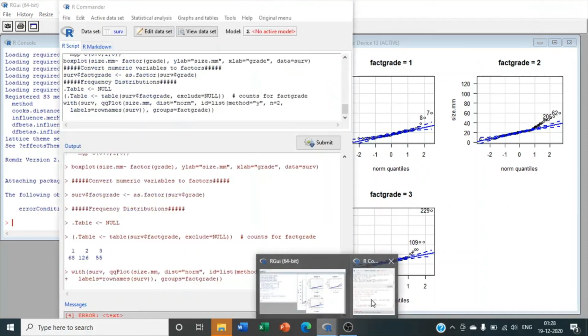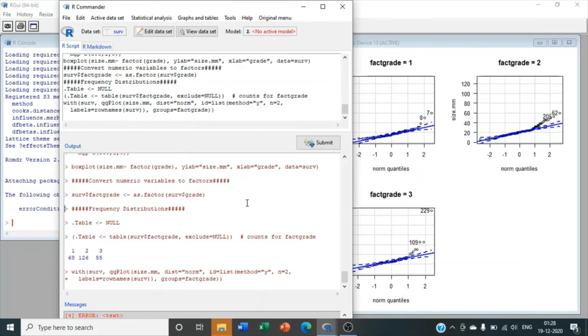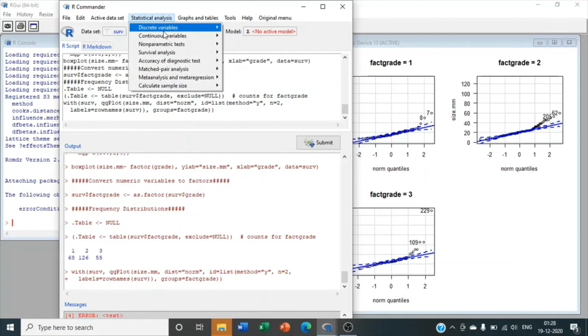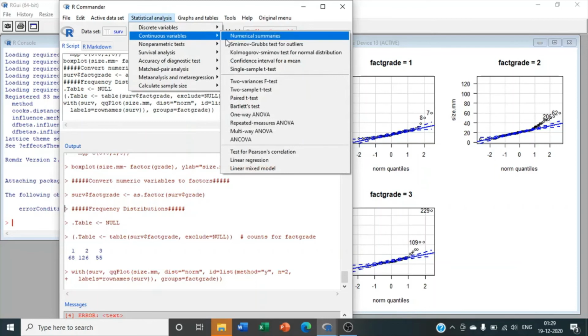So, we should not be using a parametric test. Had the parametric test been valid, what we would have done was we would have gone to continuous variables and done a one-way ANOVA.